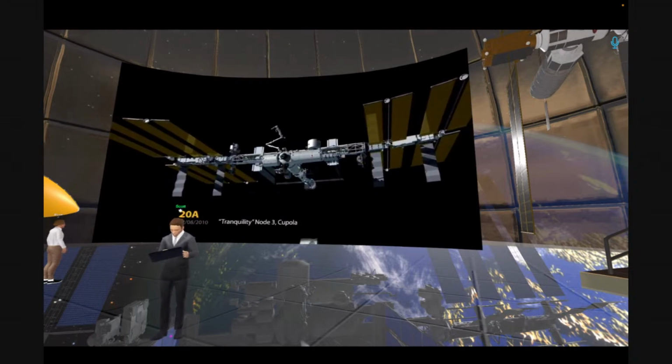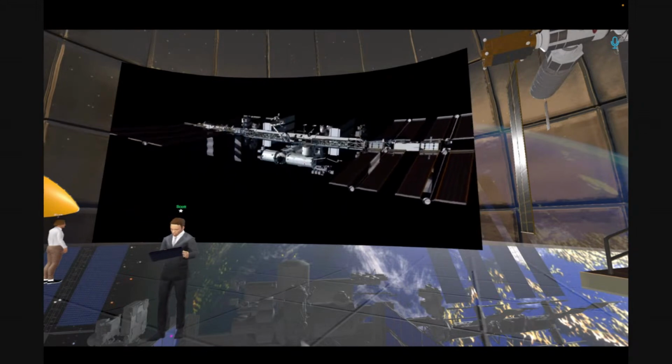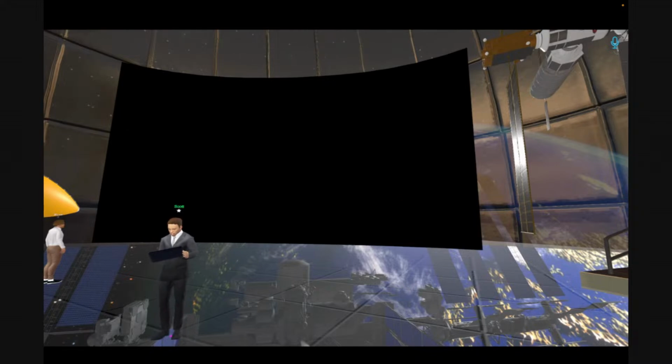So now it's 2010, we're nearing the end of completion. And they've just added the Tranquility module with the cupola. This is the window with the person inside that was shown on the first slide. So it was near the end of the space station, but it's one of the best additions. And so what you see here is the final configuration of the space station over the course of over 10 years. So we'll go back to the slides. And that's what you see here.